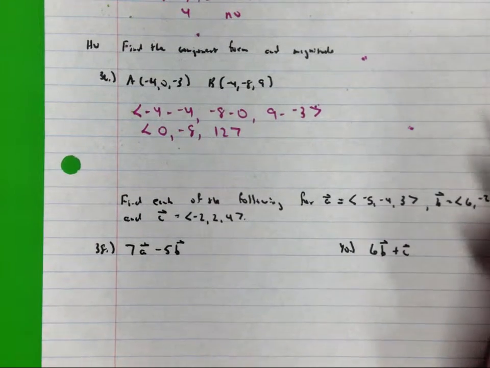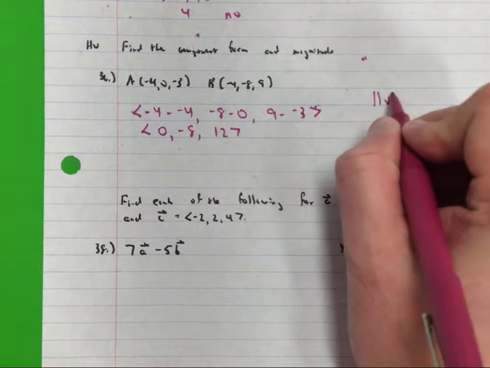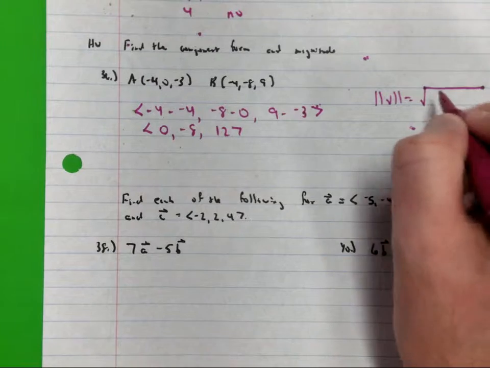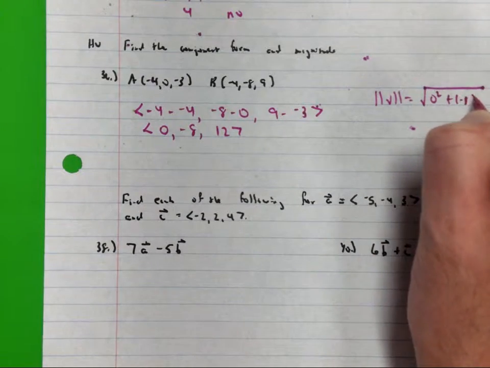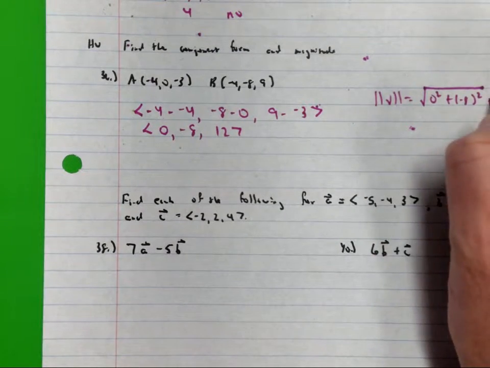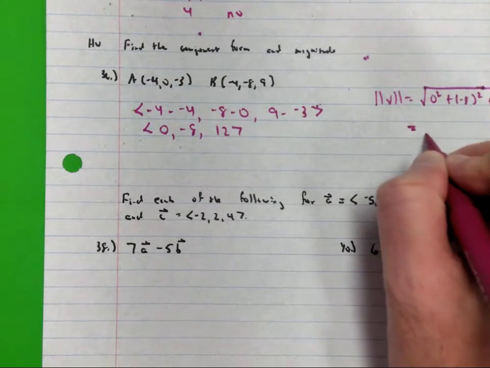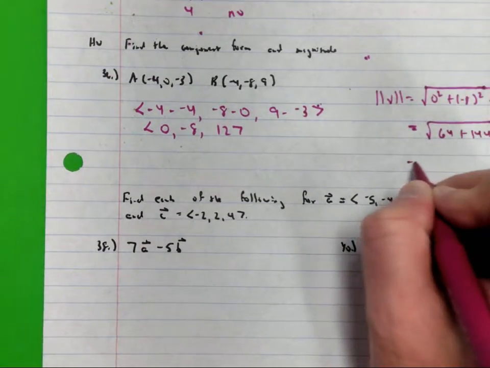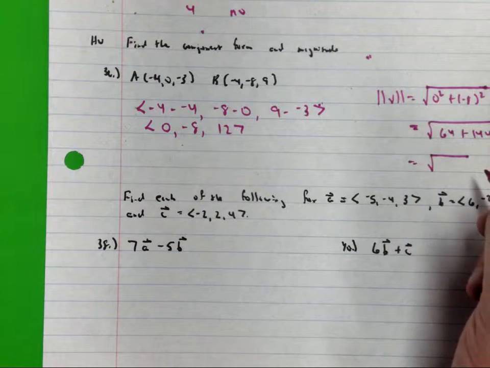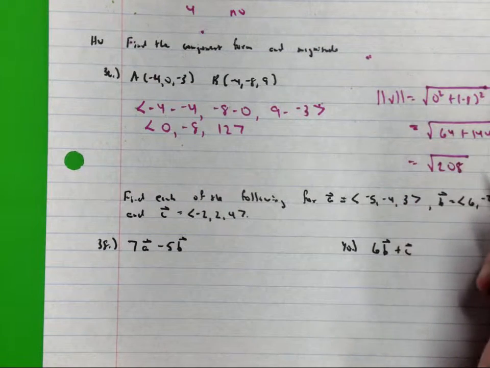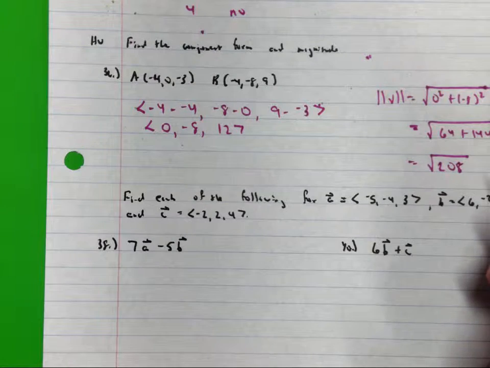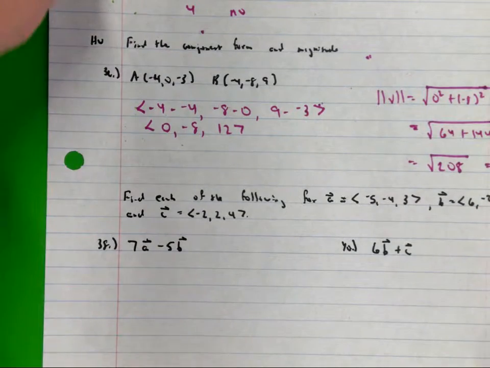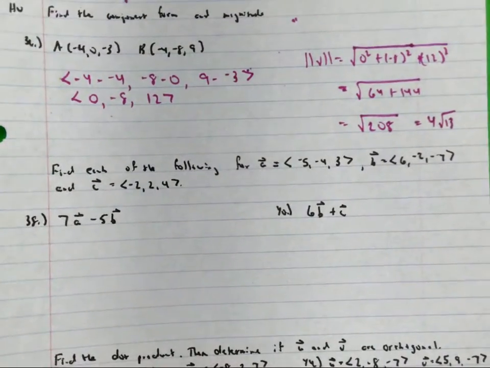Okay, I want to find the magnitude of that. The square root of a squared plus b squared plus c squared. So 0 squared plus negative 8 squared plus 12 squared. That gives me 64 plus 144, which is what? Can we break it down? 4 square root of what? Okay, I hadn't worked it, so I'm going to trust you on that one. 4 square root of 13.